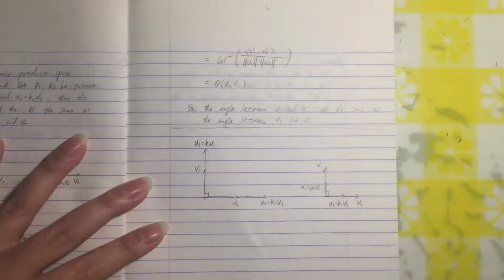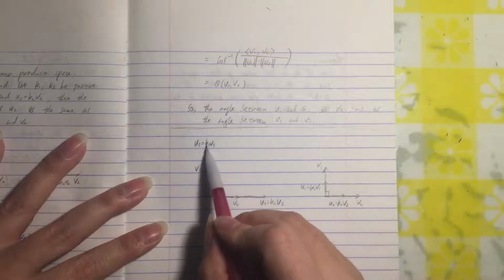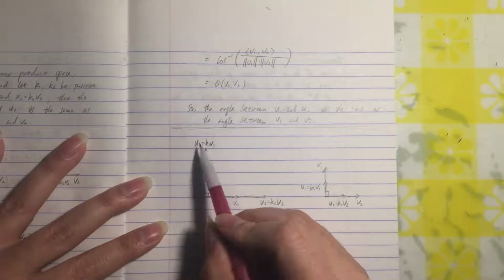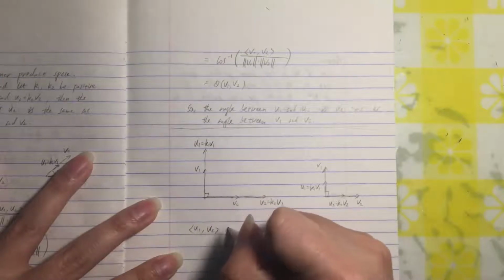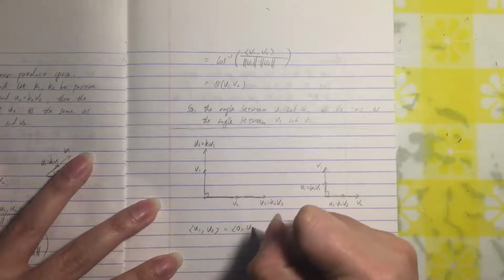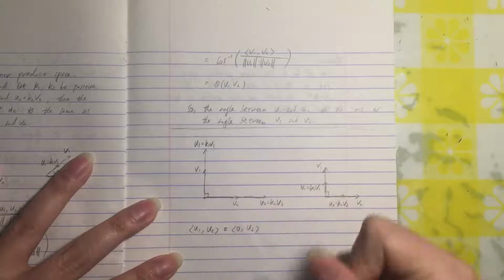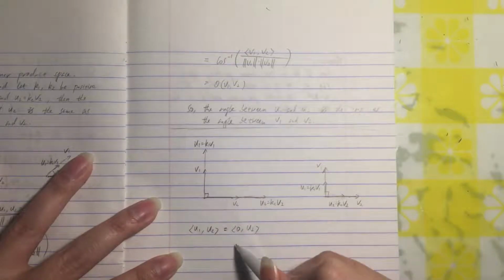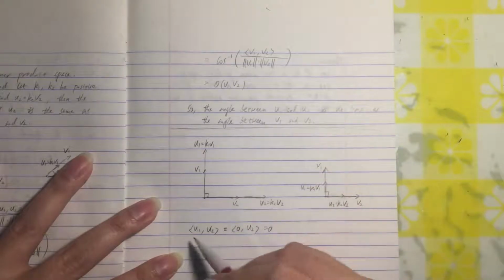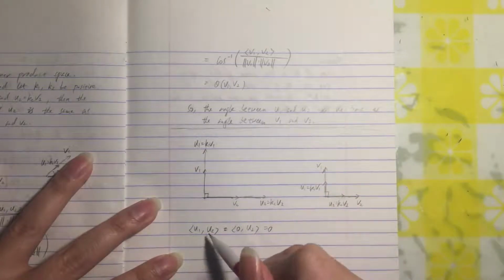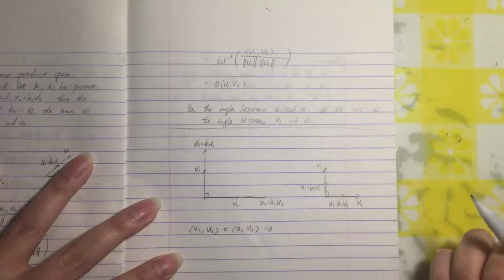In addition, for orthogonality, this fact is also true when k1, k2 is 0 or negative. For example, if k1 is 0, then u1 will be 0. Then the inner product of u1, u2 will be the inner product of 0, u2. And we know that the inner product of the 0 vector with another vector is always 0. Since the inner product is 0, u1, u2 are orthogonal to each other.